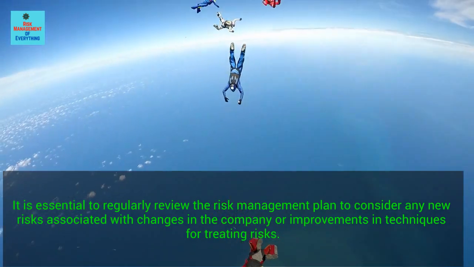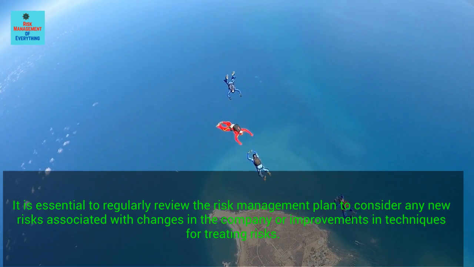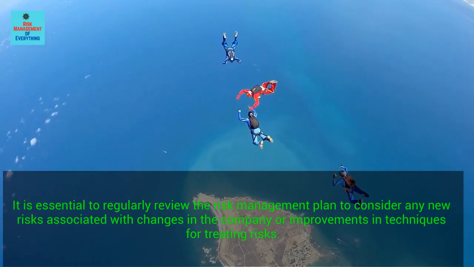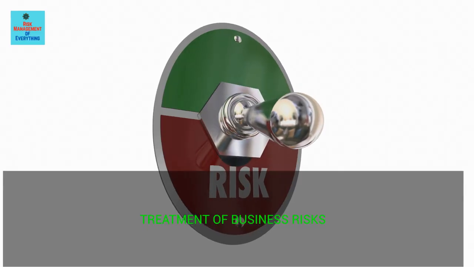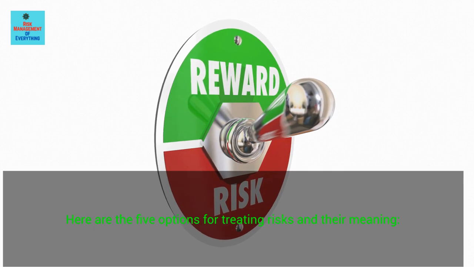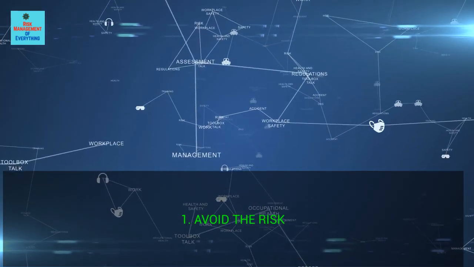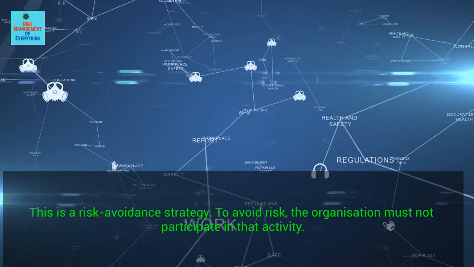It is essential to regularly review the risk management plan to consider any new risks associated with changes in the company or improvements in techniques for treating risks. Treatment of business risks. Here are the 5 options for treating risks and their meaning. 1. Avoid the risk. This is a risk avoidance strategy.